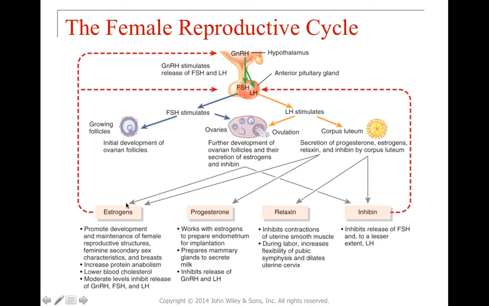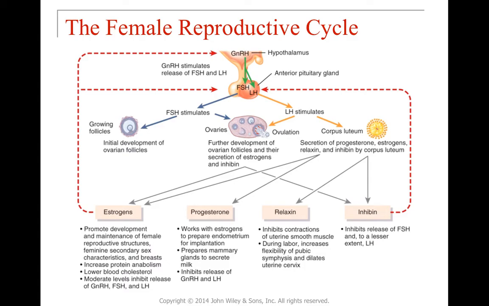Let's start with estrogens. All right, estrogens are responsible for the maintenance and development of the female reproductive structures. Also, all of your secondary sex characteristics like breast development and puberty, etc. It also is going to help increase protein anabolism. So anabolism is putting things together. Catabolism is breaking things apart. So we are building up proteins. Also going to help with lowering blood cholesterol.